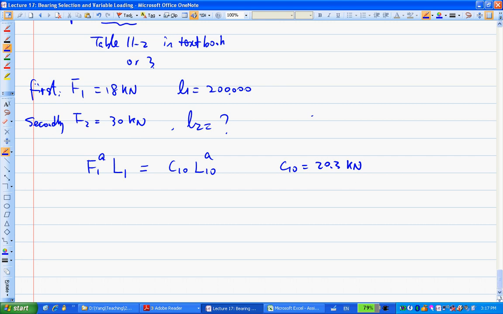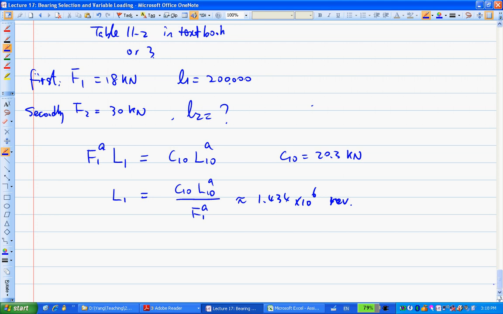So now we can calculate capital L1. Capital L1 is equal to C times L times A over F1 to the power of 3. That means 1.434 times 10 to the power of 6 cycles or revolutions. So this is the number of revolutions the bearing will fail when subject to F1.